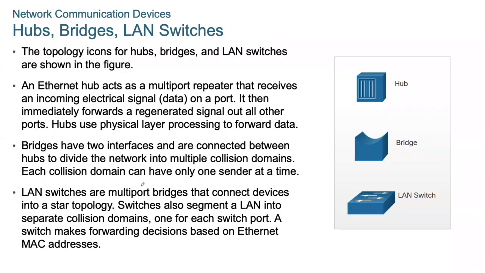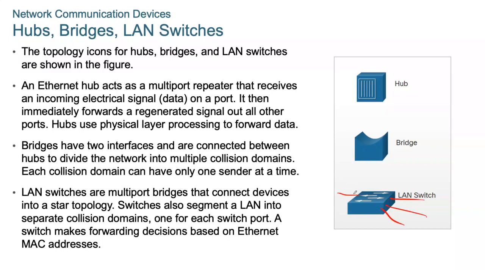Whereas your LAN switches have their own operating systems, so instead of doing the broadcast, they try to do one-to-one packet transfer or one-to-many packet transfer. These LAN switches are essentially multi-port bridges, similar to your bridges, but they connect devices into the star topology like your bridges and hubs, but a switch segments a LAN into separate collision domains, one for each switch port. It has multiple ports.